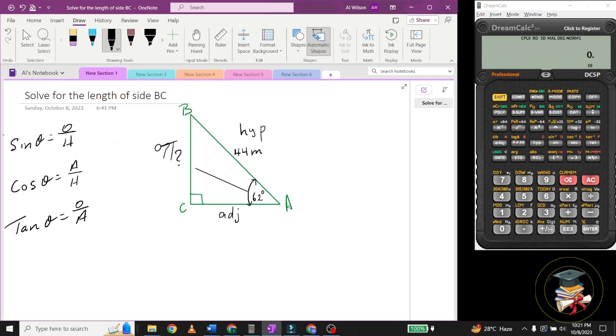We're given the hypotenuse, so we cannot use tan, leaving us with cos, cosine, and sine. Noting that we need to look for the opposite, then we don't need to use cosine, leaving us to use the sine ratio. Therefore, sine theta, which is opposite over hypotenuse, will give us that sine of 62 degrees is equal to the opposite, which is BC, because remember, we're told we are looking for BC, and our hypotenuse, which is 44 meters.